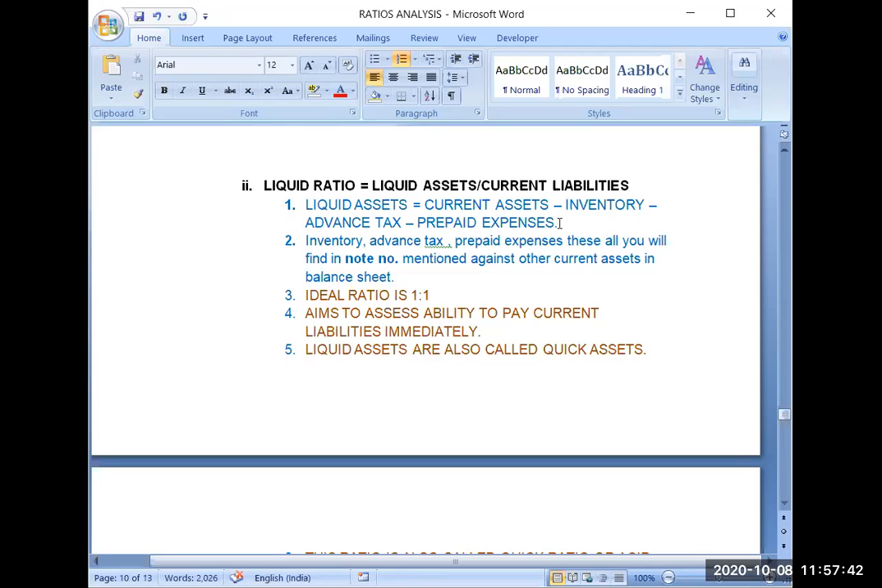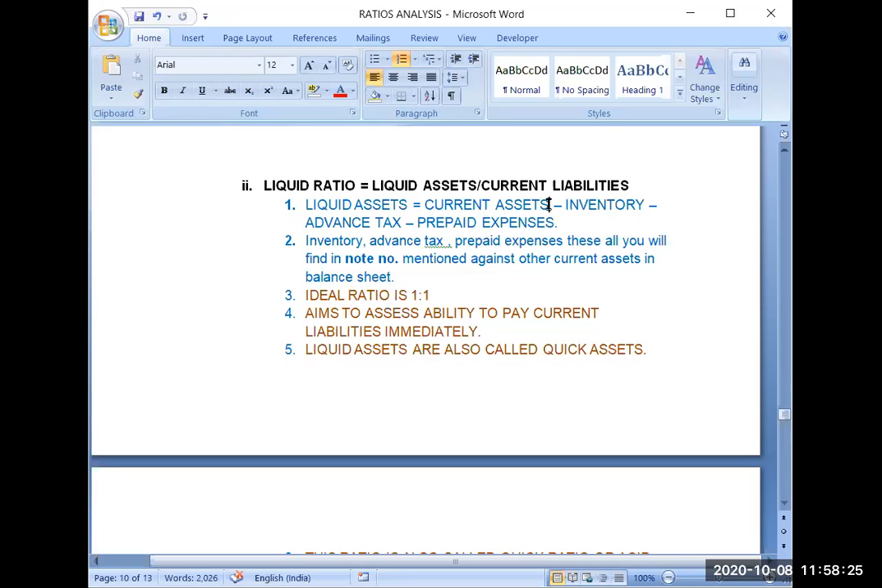Now remember that when you were calculating current ratio, at that time inventory was included in current assets, but loose tools and stores and spares were excluded. Now the remaining part of the inventory which was included in current assets will also be excluded for the purpose of calculating liquid assets. Why are we excluding it? Because conversion of inventory into cash depends upon the situation in the market, demand in the market. If demand is there, you can convert it into cash, but if demand is not there, you will not be able to sell your inventory.